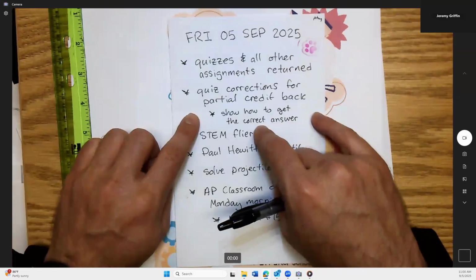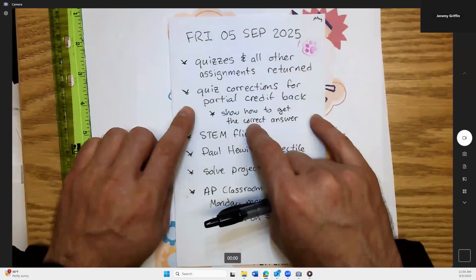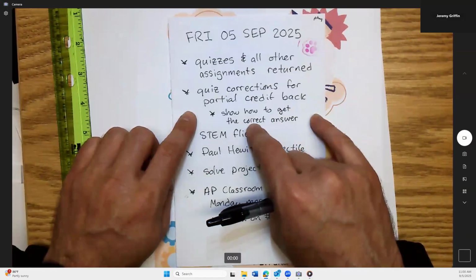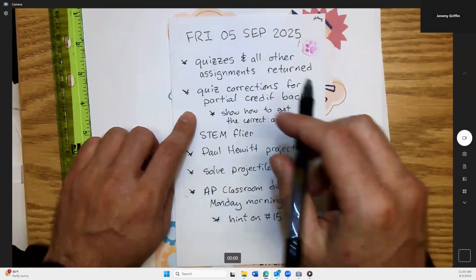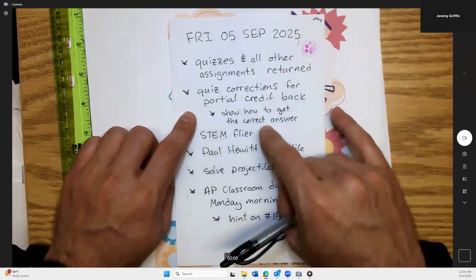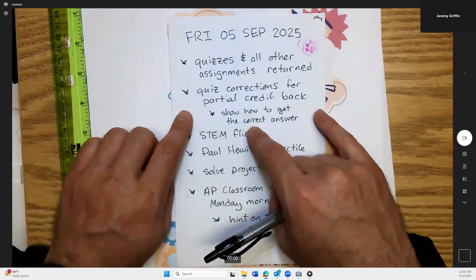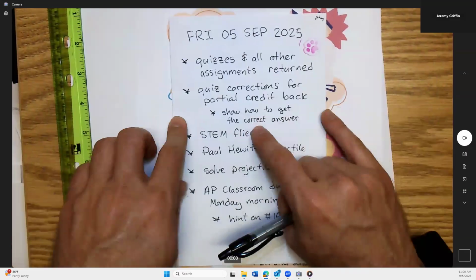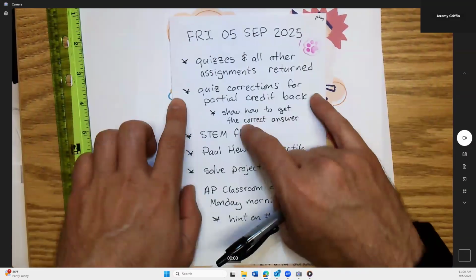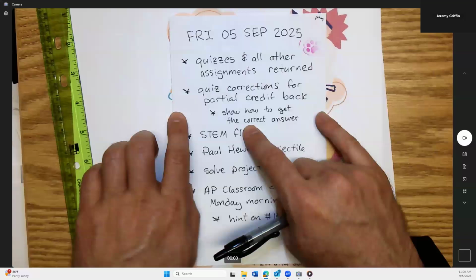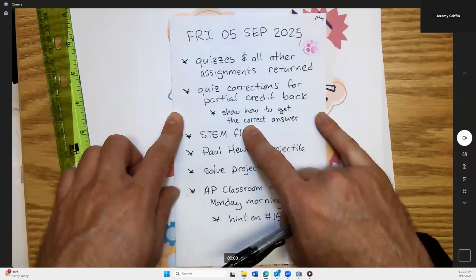Every once in a while, there might be something conceptual. Like one of the questions I asked you was, what's the base SI unit for mass? Something like that, you just maybe write out the answer because you can't really show your work. But if you can show your work or draw a graph in some way, then do that. As long as it's correct and you show me you know how to get the correct answer, I'll give you partial credit back for anything you missed. Any questions about partial credit or quizzes?